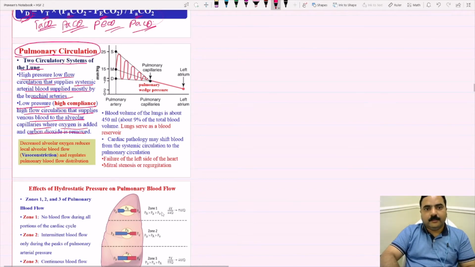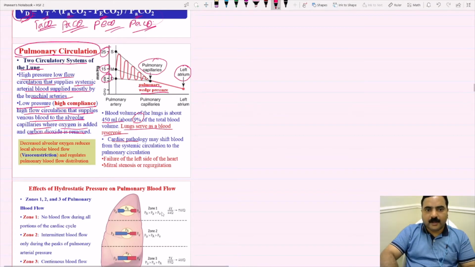The pulmonary capillary pressure is otherwise referred to as the pulmonary wedge pressure, which we have studied in the cardiovascular system. The pulmonary wedge pressure is equal to the left atrial pressure, which is an equivalent measure. A difference of approximately 5 is there between the left atrial pressure and the pulmonary capillary pressure. In the pulmonary arterial system, the pressure ranges from around 8 to around 25, diastolic versus systolic, and the mean pressure in the pulmonary artery is about 15. The blood volume of the lung is about 450 ml, which is about 9% of the total blood volume, so the lung serves as a blood reservoir.